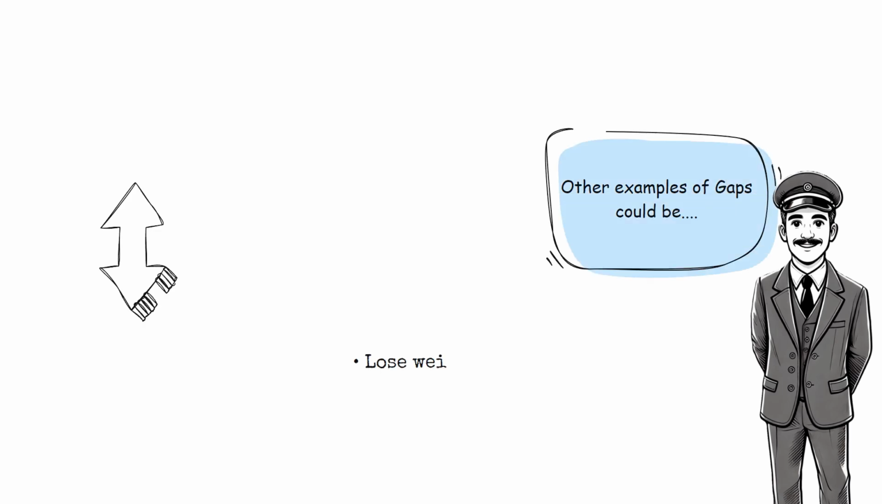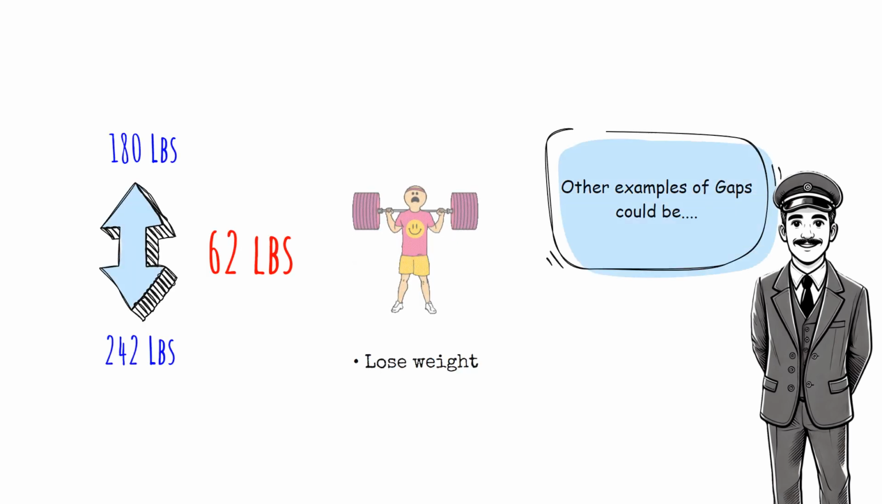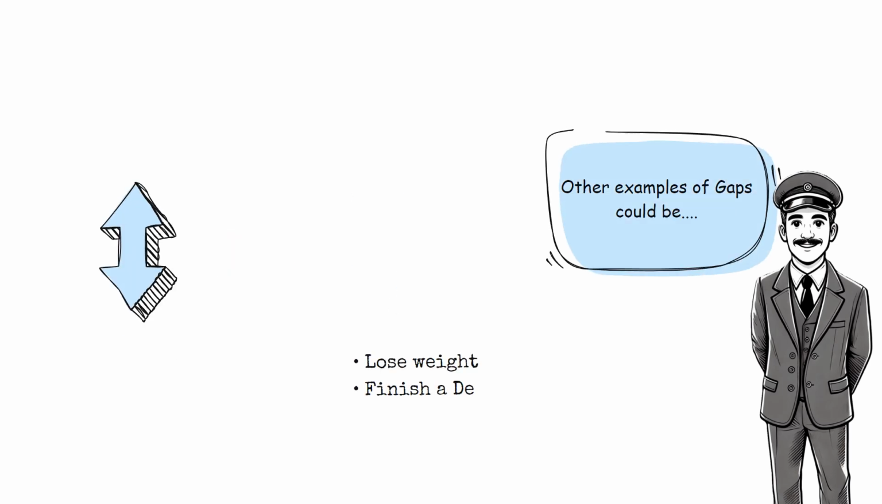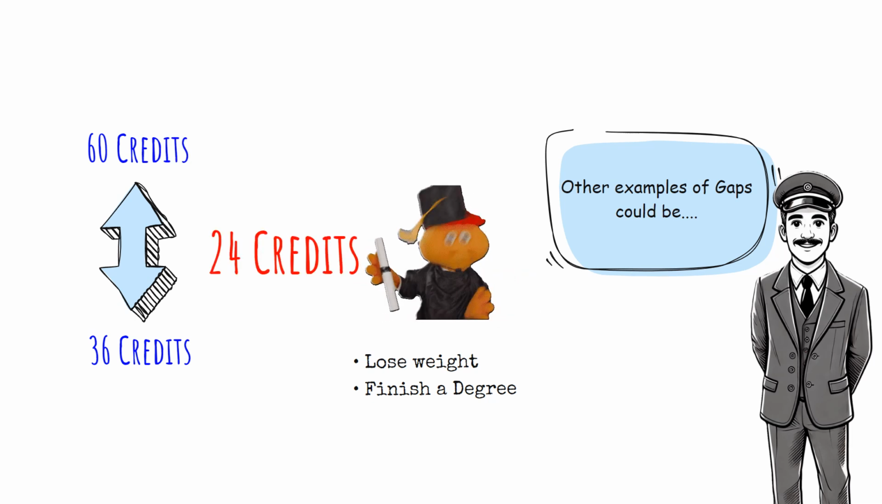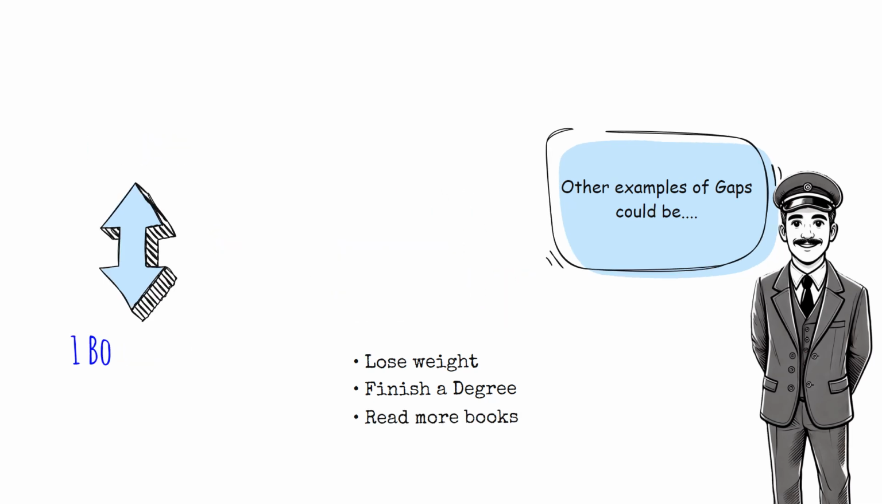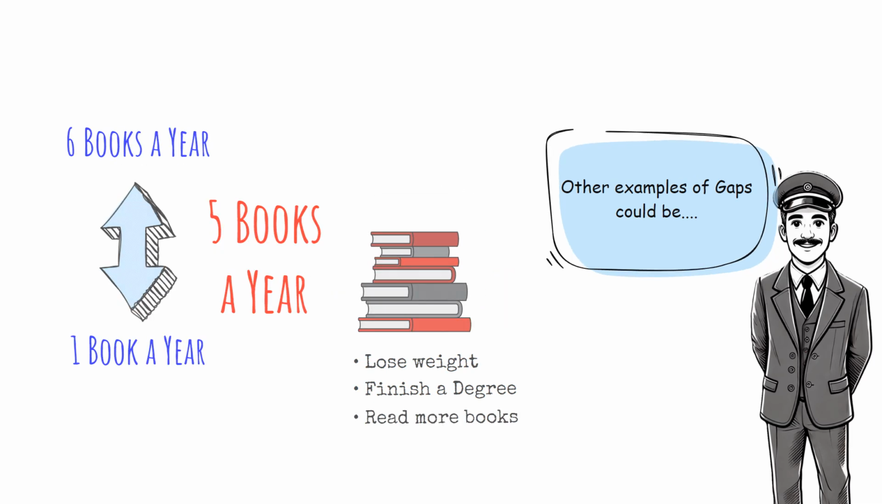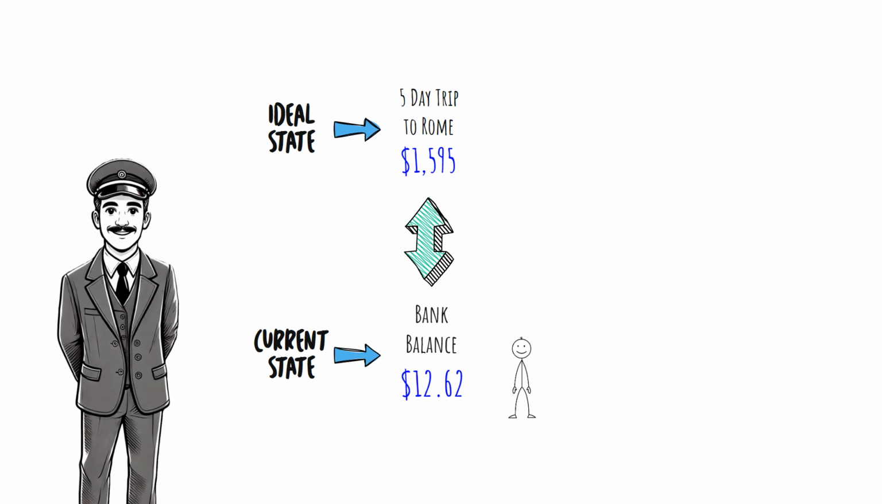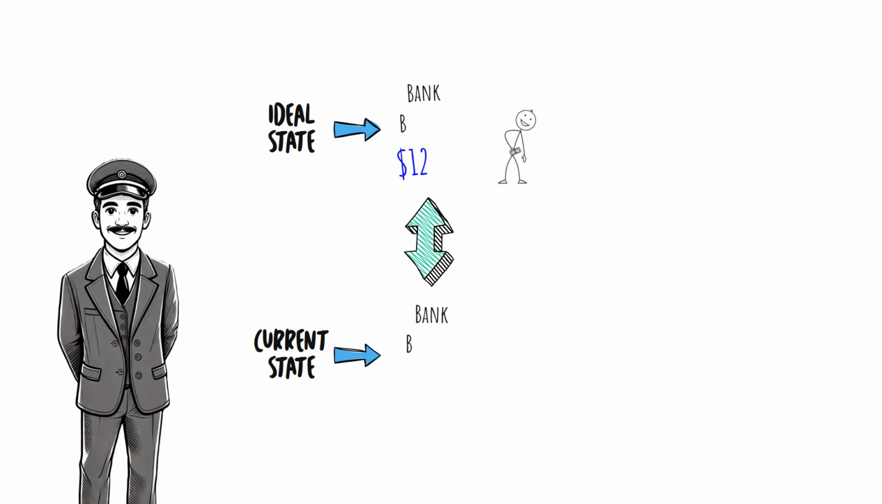Other examples of gaps could be wanting to lose some weight, maybe finish that associate's degree you started, or maybe you want to read more often. This first step is important because it adds context. A lot of current states by themselves aren't necessarily problems. For example, having $12 in your bank account is only a problem if you need $1,500 to go to Rome. Depending on context, $12 might not be a problem at all.